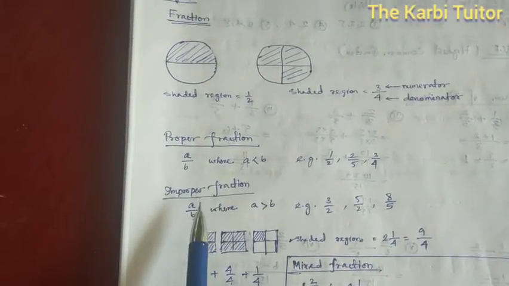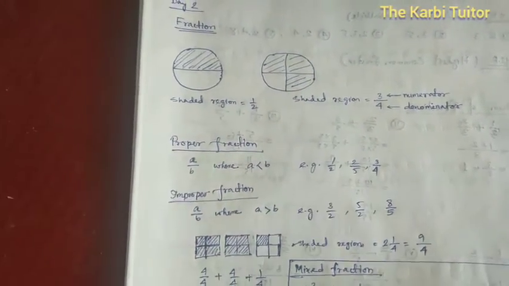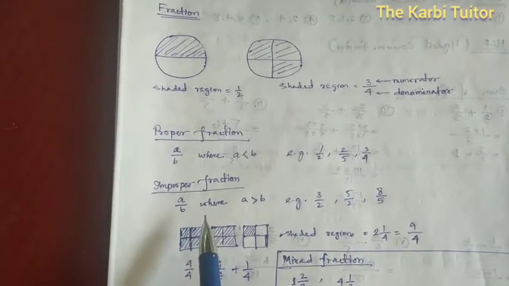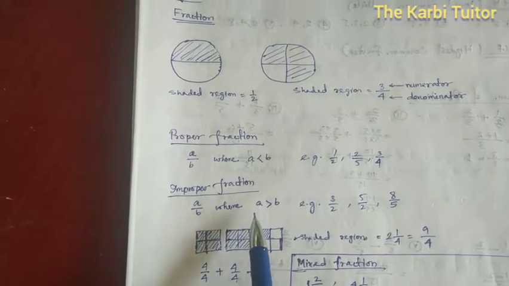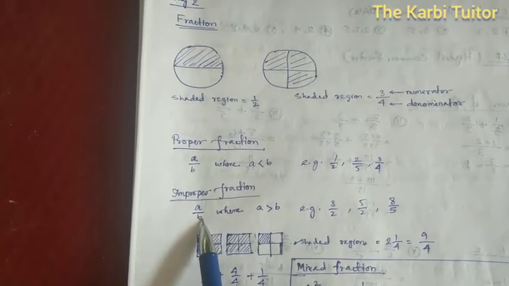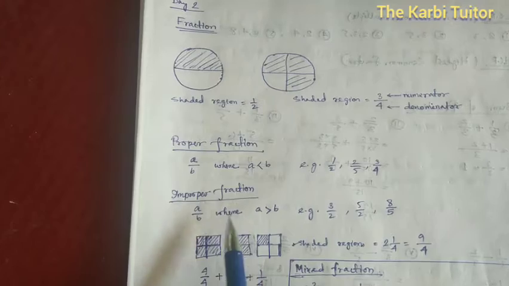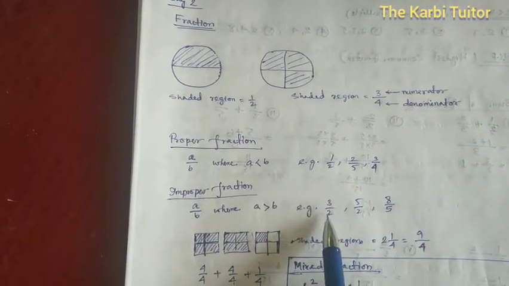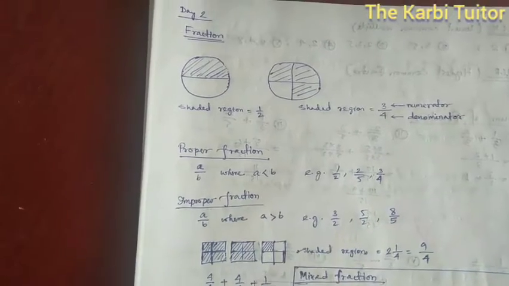Next we see improper fraction. So improper fraction. Okay, here the numerator is greater than the denominator. A fraction in which the numerator is greater than the denominator. Example: 3 by 2, 5 by 2 and 8 by 5.